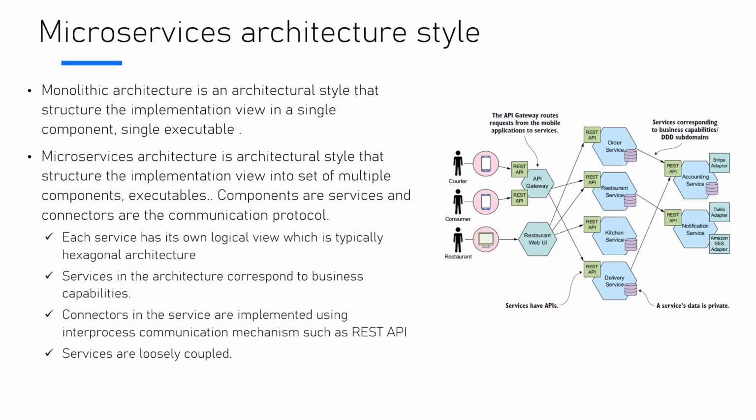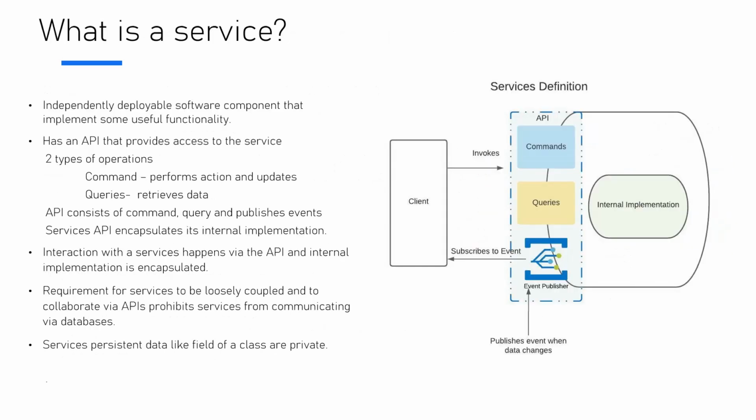Now, each service has its own logical view, which is typically hexagonal architecture. Services in the architecture correspond to business capabilities, because the whole idea is for a set of services or a single service to serve a specific business capability. Connectors in the architecture are implemented using interprocess communication. So that's how services collaborate together to achieve a business capability which requires more than one service. And services are loosely coupled. So that's the microservice architecture.